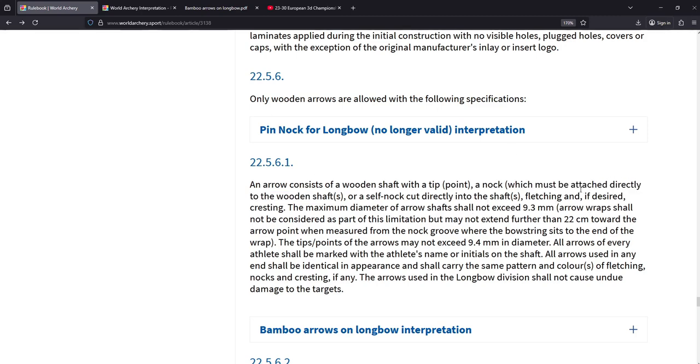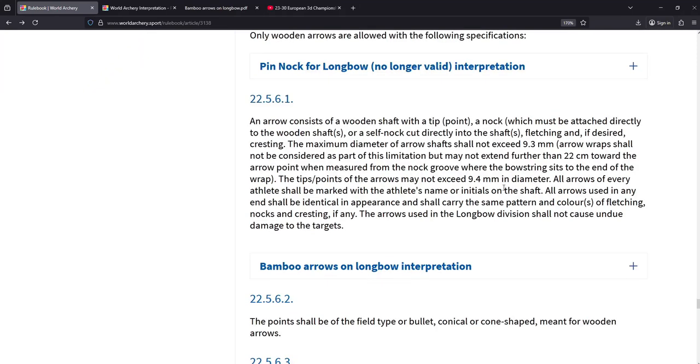Fletching and, if desired, cresting, so wraps, are allowed. The maximum diameter should not exceed 9.3 millimeters. The wraps and the arrow tip can be 9.4 or thicker, but the shaft itself can be 9.3 millimeters at maximum. All arrows should be marked with the athlete's name or initials on the shaft, not the fletchings. All arrows used in any end should be identical in appearance and carry the same pattern and color of fletching, so no mixing and matching. You can't have different feathers, you can't have different nocks and different wraps, they must be the same.